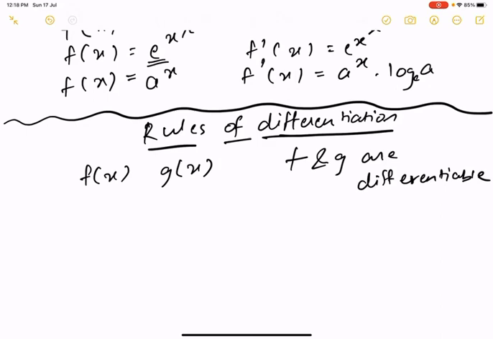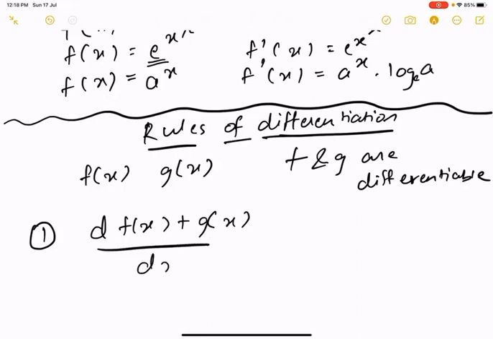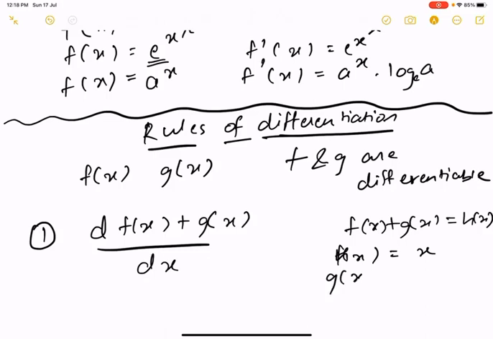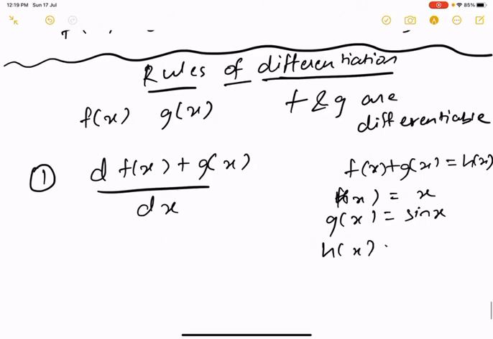Okay, so the first rule is, what is the derivative of the addition of these two functions, f of x plus g of x? For example, f of x plus g of x can be a function called h of x. So for example, you can have f of x is equal to x and g of x is equal to sine x. So what is your h of x? H of x is nothing but x plus sine x.